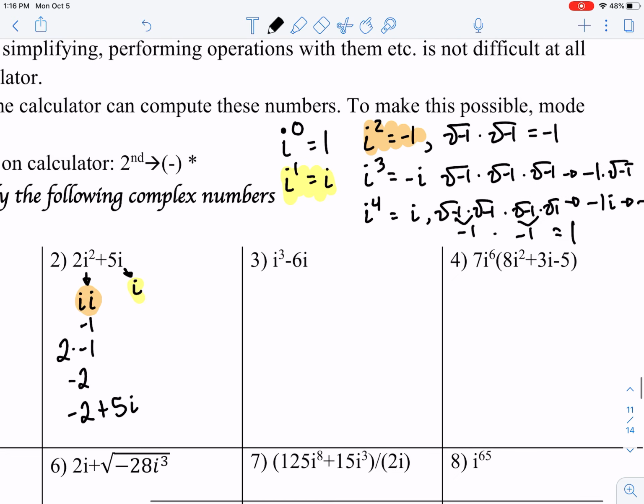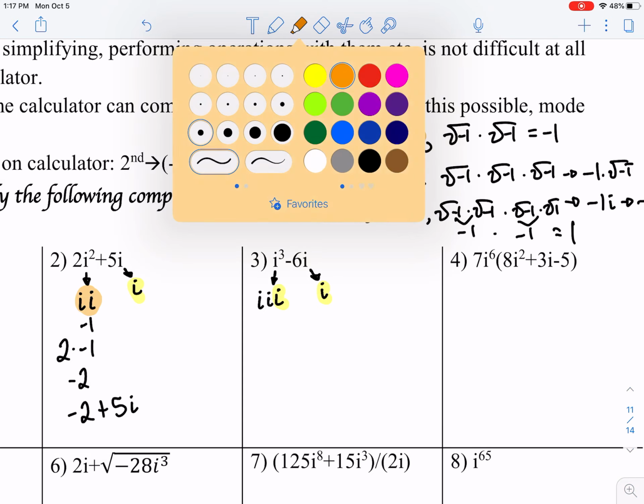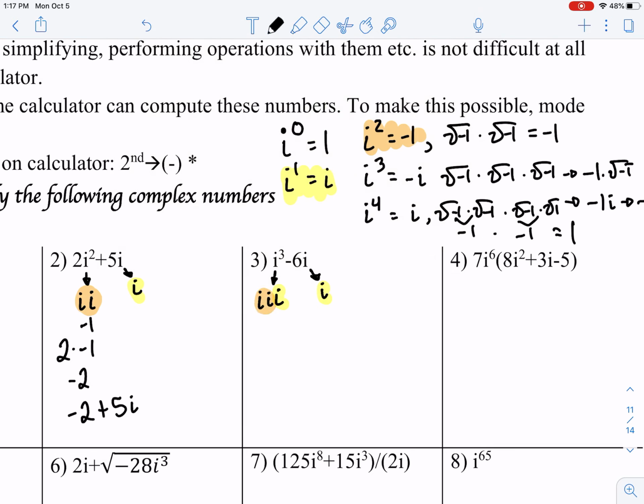Number 3, I cubed is 3 i's. I to the 1st power is just I. And I have a group of 2's. I squared is -1 times I. This is just I. So -I minus I minus 6i is negative 7i.